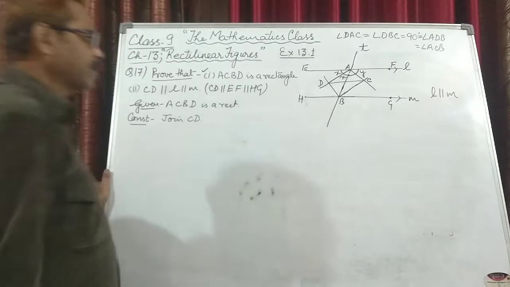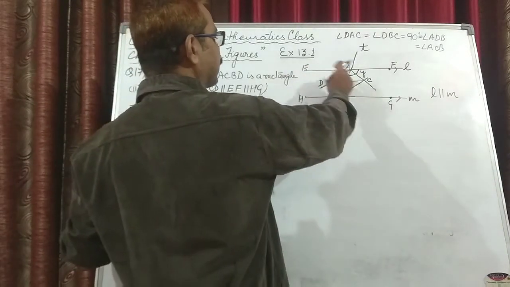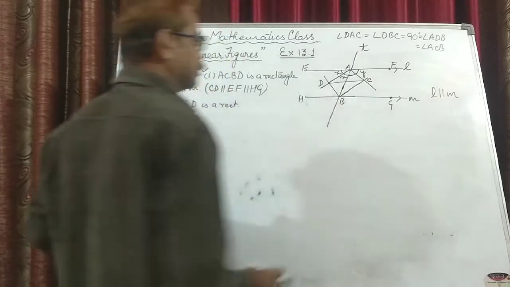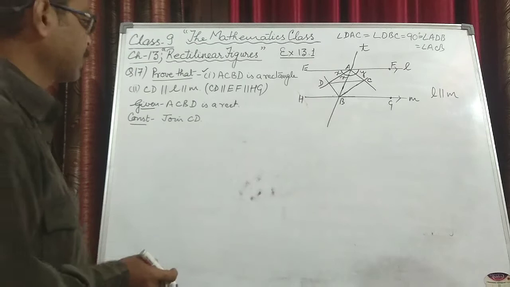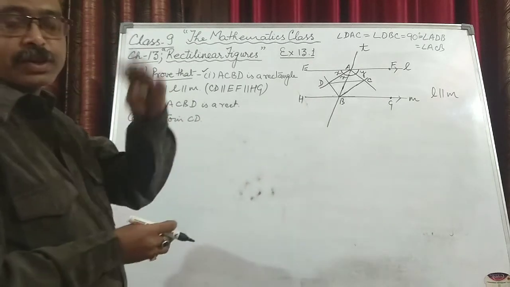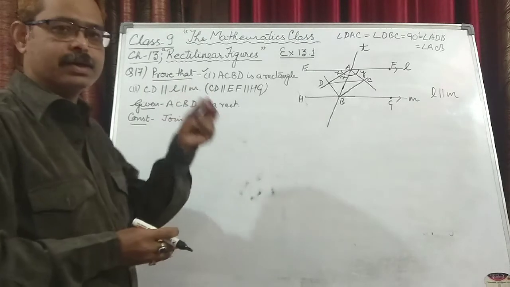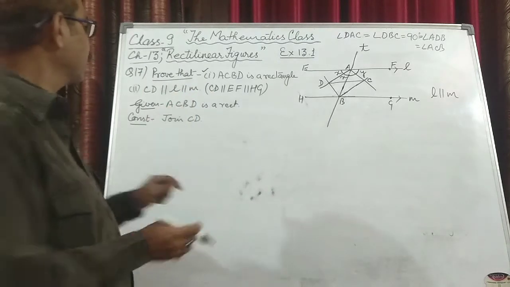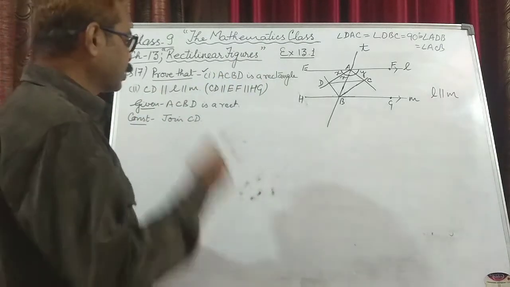What we'll do, we will prove that CD is parallel to any one line, maybe EF or HG, because if it is parallel to one line, it will be parallel to the other line also. Now, what is given right now? In the previous part, it was given that ACBD is a quadrilateral. But now we have proved that ACBD is a rectangle. So we can say that what is given?